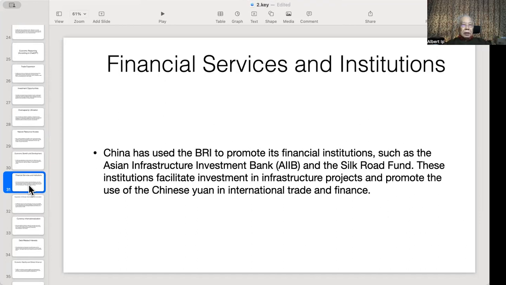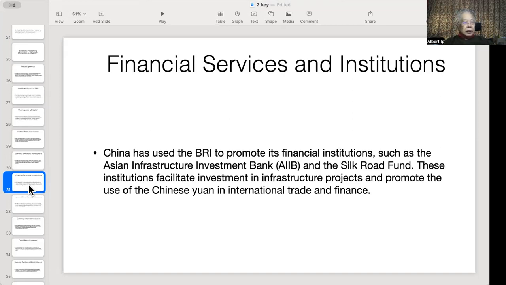Financial services and institutions. Now, at the same time when BRI was initiated, China started two financial institutions. One is the Asian Infrastructure Investment Bank, AIIB. Another one is the Silk Road Fund. Actually, there's a third one, the New Development Bank. Now, AIIB is an investment bank similar to the World Bank, but its initial focus is on Asian infrastructure.